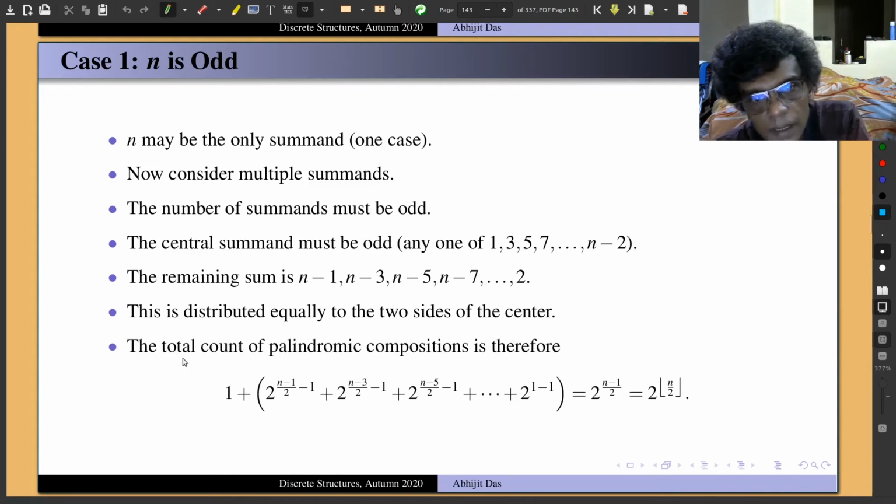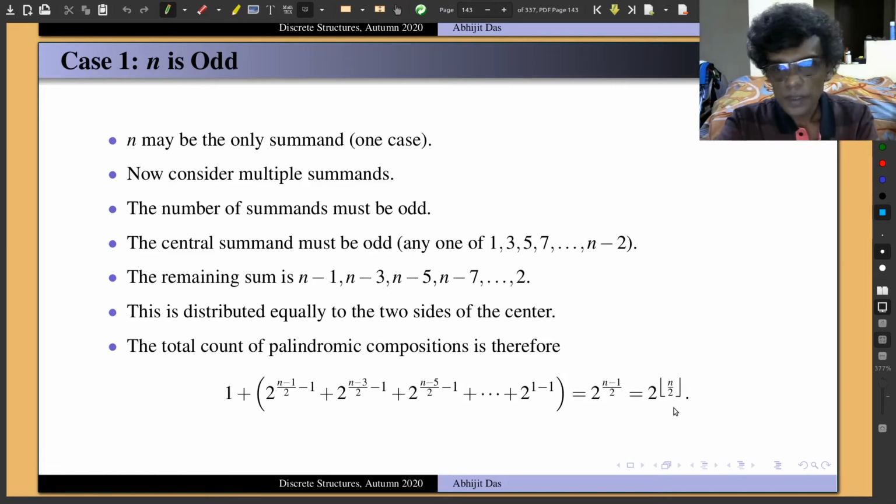And then I have already explained that if I fix any composition on either side, maybe the left side, the other one is also fixed. So the total number of cases is this single case, plus 2 power n minus 1 by 2 minus 1, 2 power n minus 3 by 2 minus 1, and so on. And this simplifies to 2 power n minus 1 by 2. If n is odd, this is the same as 2 power floor of n over 2. So this is the number of palindromic compositions in the case n is odd.